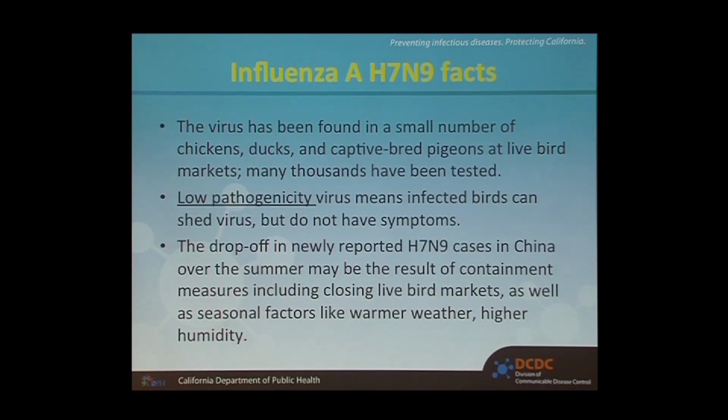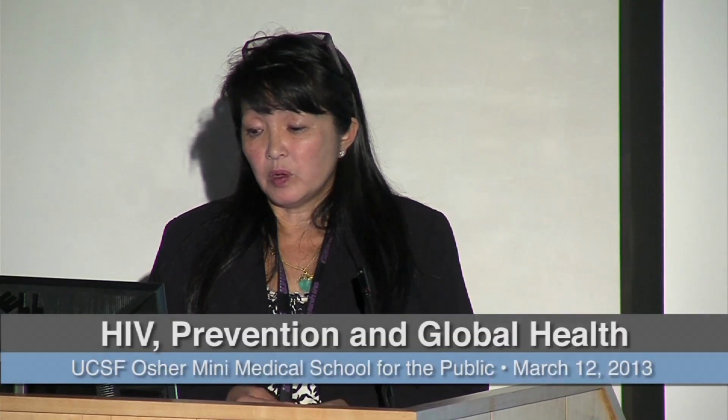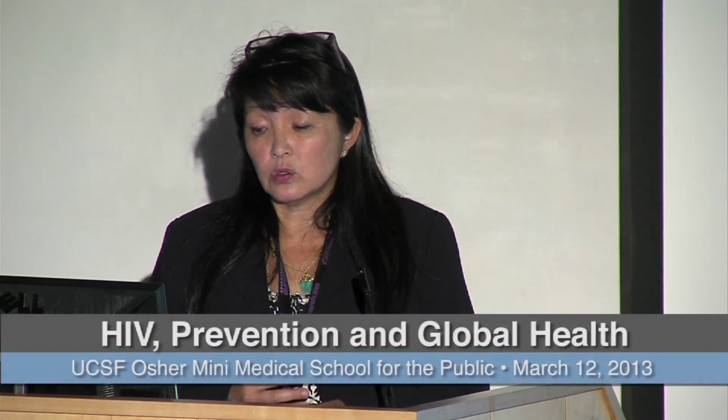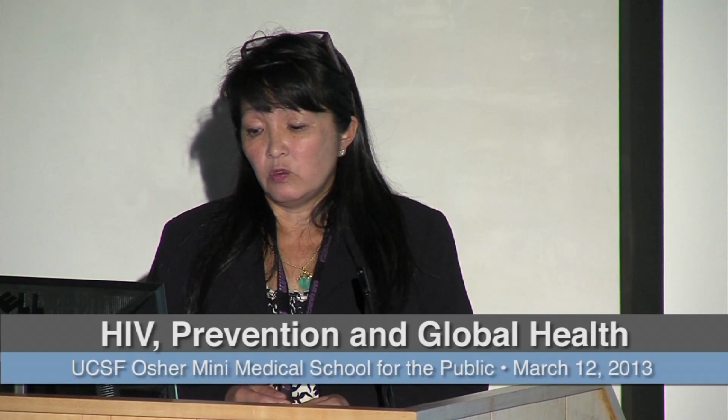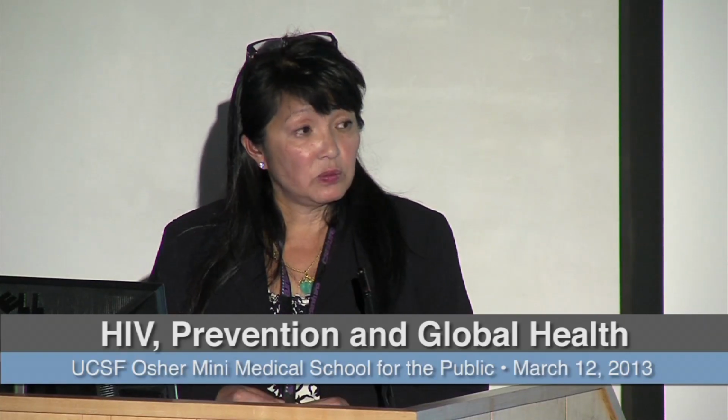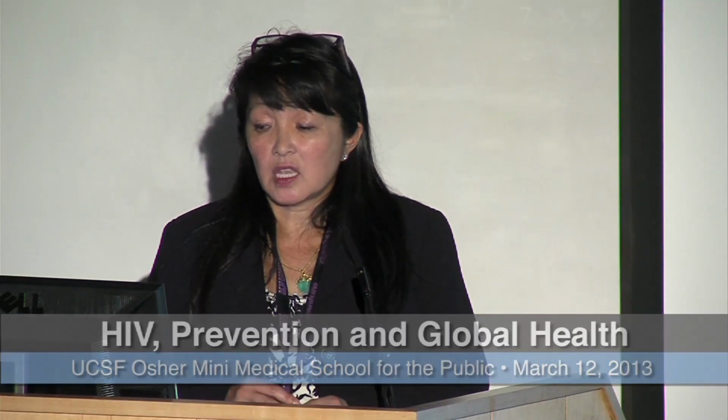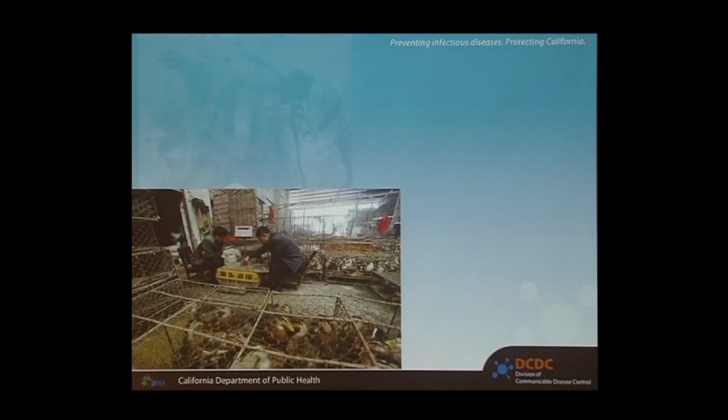But China did close live bird markets in the area where these cases were occurring, and that appears to have decreased spread. There are seasonal factors like warmer weather, which may have contributed to the decrease in cases because influenza likes cold. But we worry that as the weather cools off in Asia, we may see more cases. And in fact, there was a case reported last week, the first case in a while of H7N9 in a man with unclear poultry exposure in the same area. So that's another thing that we're looking out for.